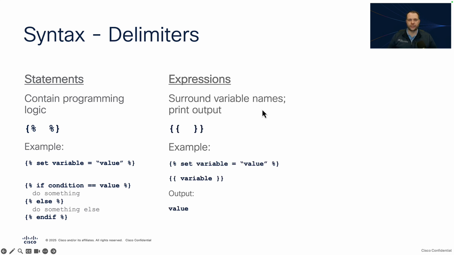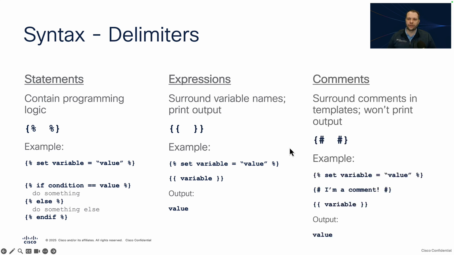The next delimiter is called an expression. And this is used for surrounding variable names, and it prints out the output of the variable to the text output of the template. Now these are surrounded by a pair of curly braces both before and after the variable name. So an example here would be after we've explicitly set a variable to a value, we could print out the value that's stored in that variable, and this is the output we would get.